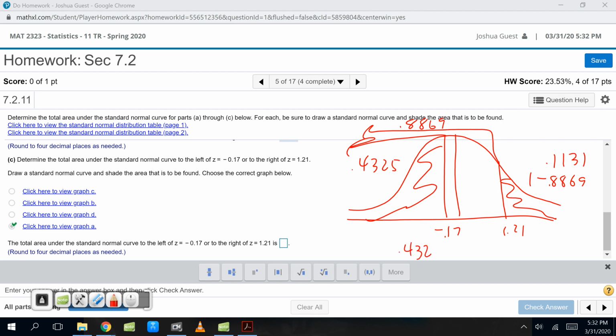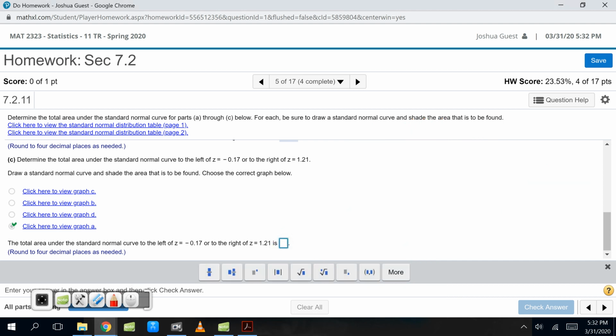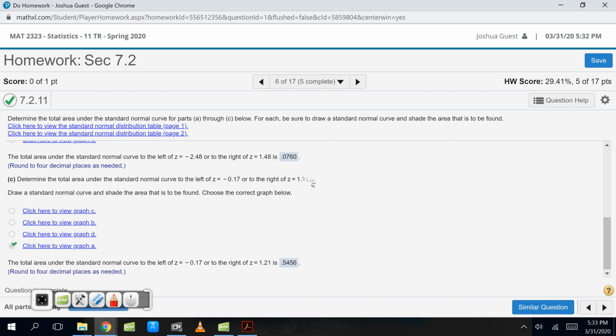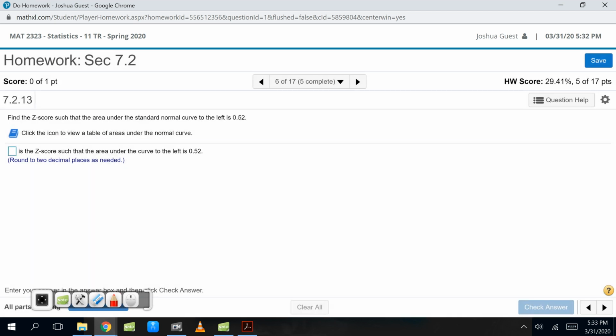Maybe I should get one out, right? 0.4325 plus 0.1131. Is that right? It's going to be 5456, that's what goes here. So I found a mistake. Hopefully that's right. 0.5456. And so all of you who are screaming at the computer, you're vindicated now, right? And laughing at me. Ha ha ha, Mr. Guest, you missed it. Okay.